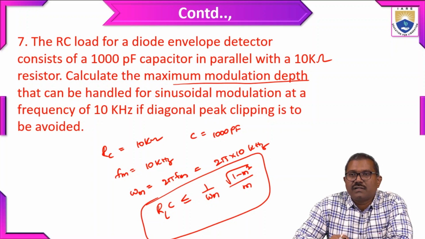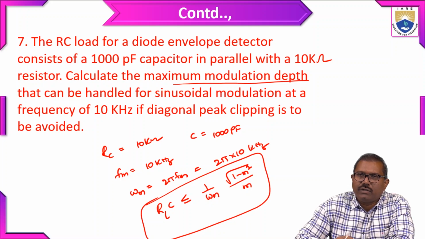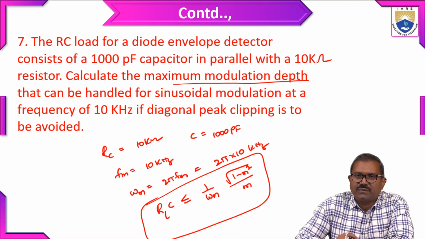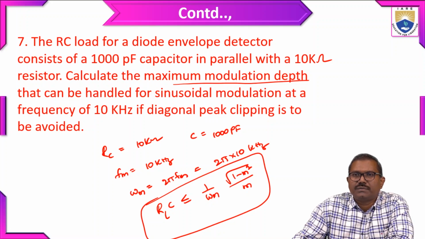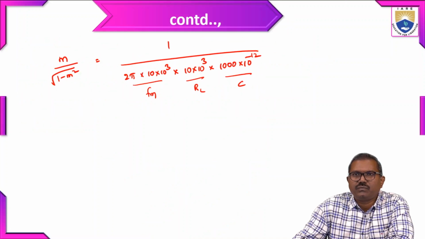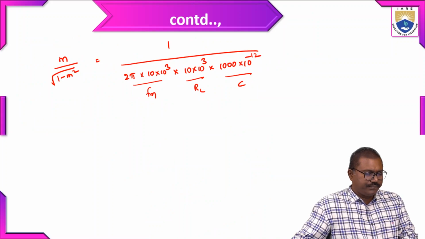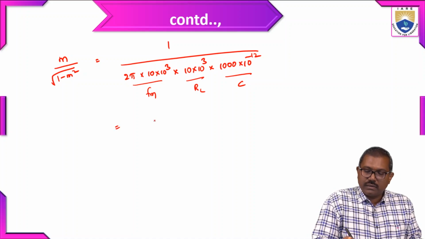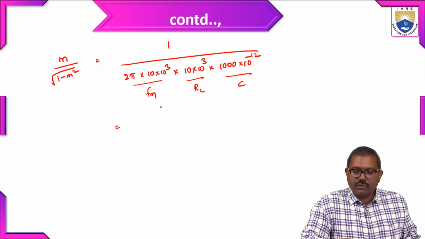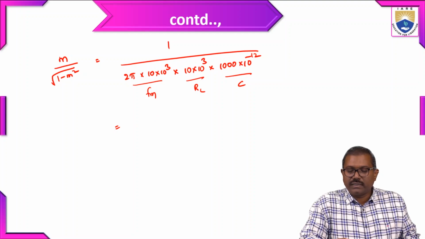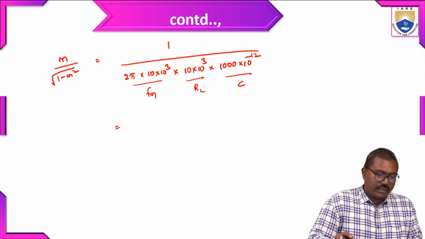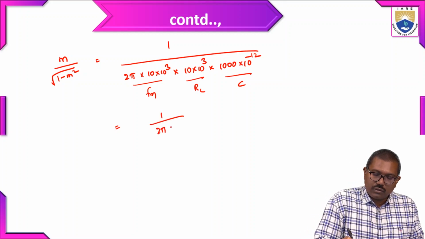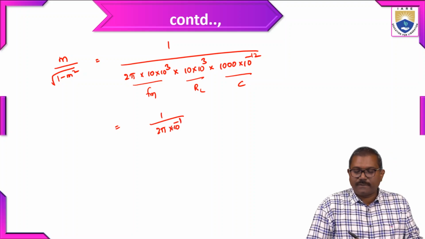So by using this condition, I am going to find the m value. For m, m divided by square root of 1 minus m square, cross multiplied, so you substitute all these values. Using the calculator, you solve all this, and then 10 to the 4, 10 to the 4, and this 3, 10 cube. Finally, we have 1 by 2 pi into 10 power minus 1 only.